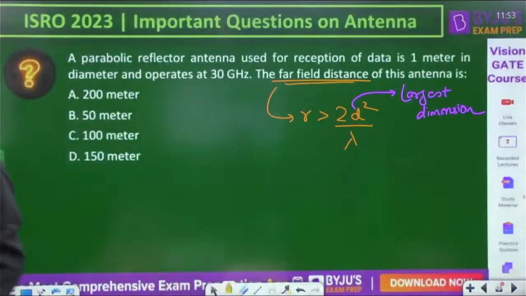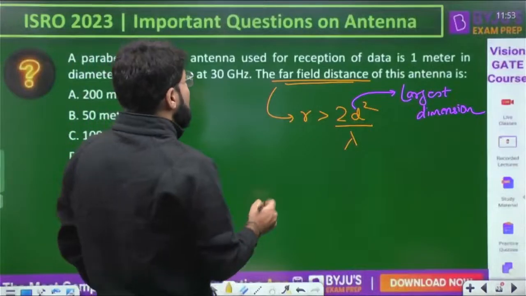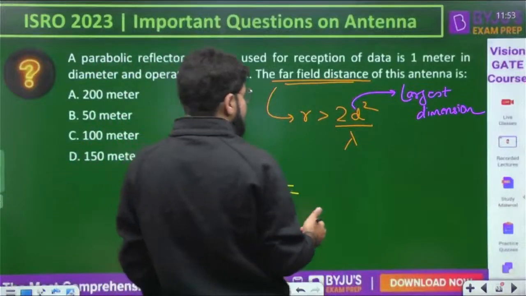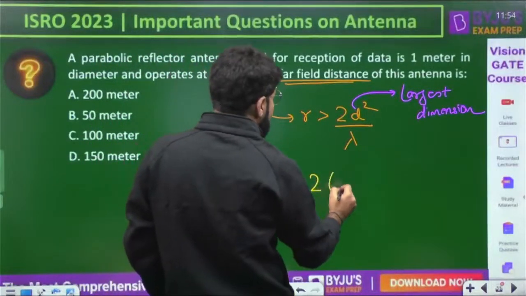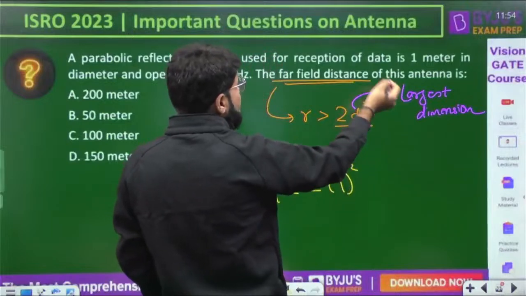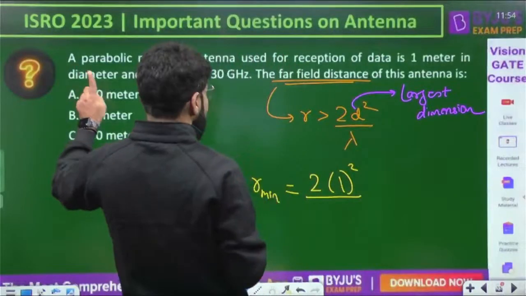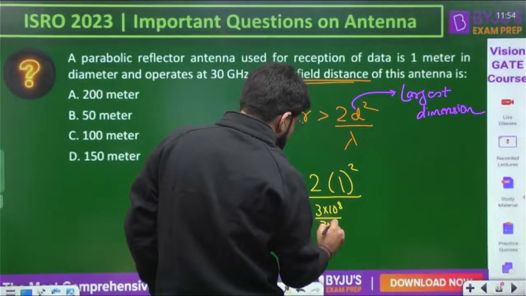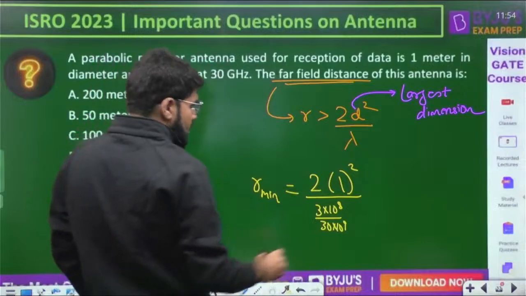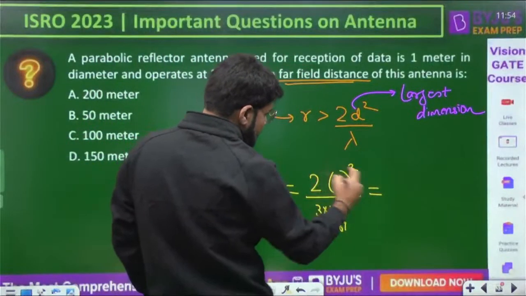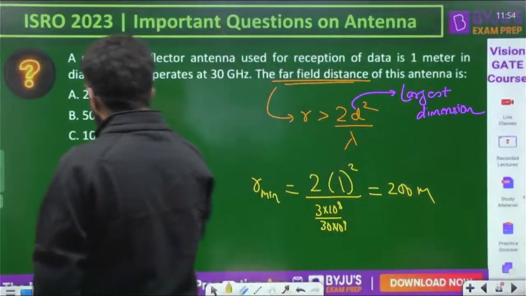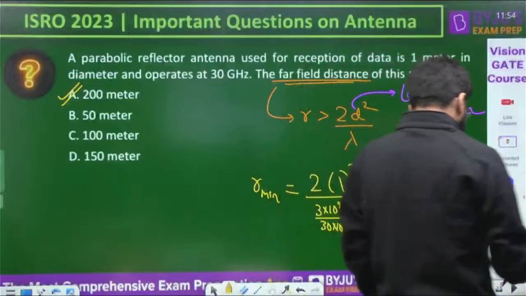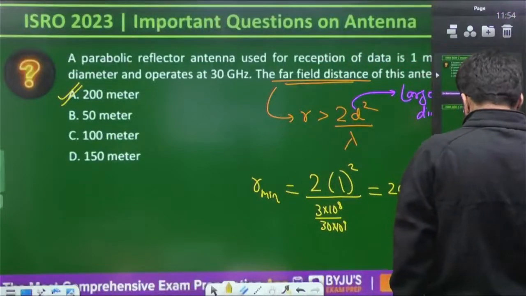Let's check what the largest dimension of this antenna is. Now, far field distance. What is the minimum value of R? Let's calculate the minimum from which the far field distance will start. That is 2 into d square. What is d? For the paraboloid, the largest dimension is the diameter only, given as 1. It operates at frequency 30 gigahertz, so lambda is 3 into 10 power 8 divided by 30 into 10 power 9, which becomes 10 power minus 2. So it goes above 200 meter. Option number A, 200 meter, is the correct answer.